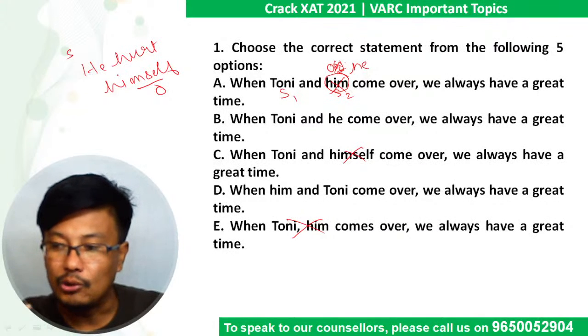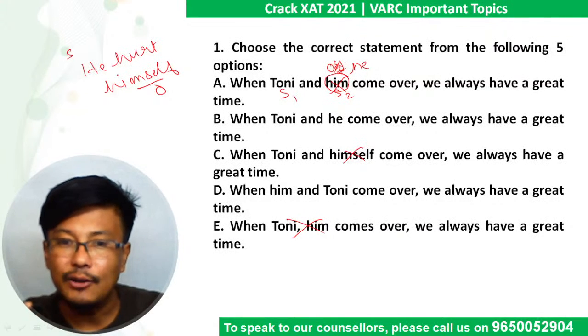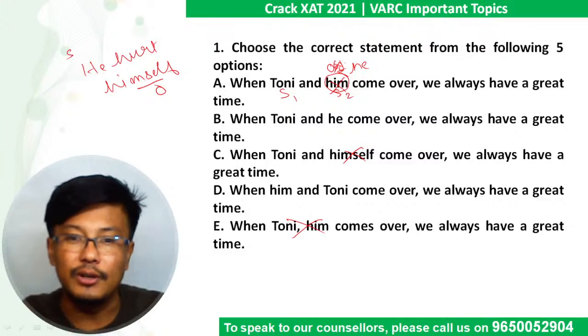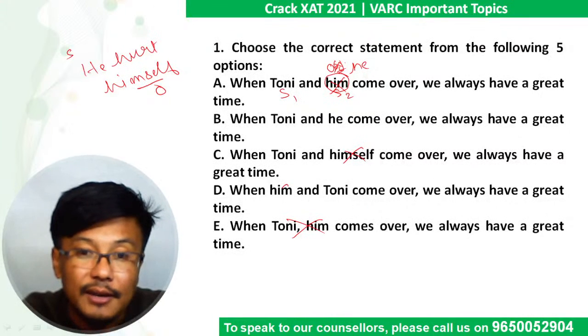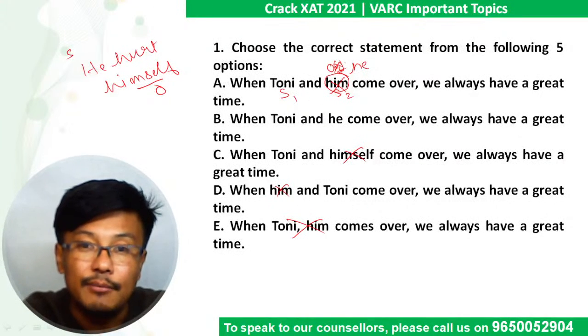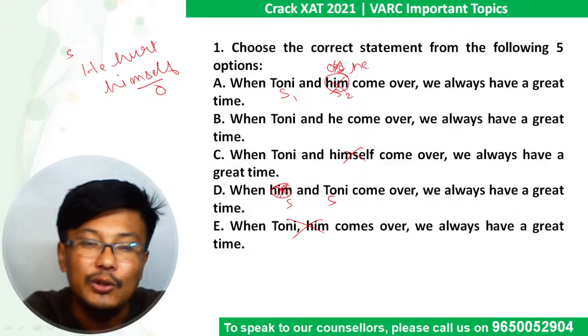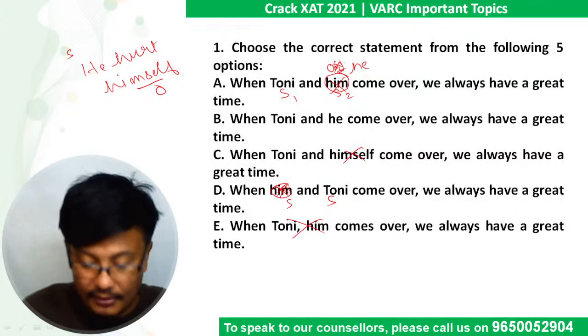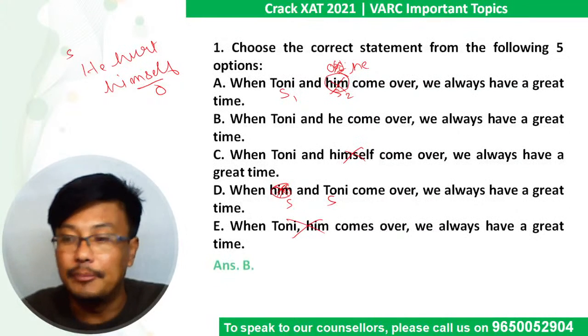Right. Now, if you notice, there's nothing grammatically wrong with D as such. When him and Tony, okay, there's grammatically what is wrong. Him is clearly wrong, right? So if him could not be used as the object, if this is the subject, this is also another subject. So I cannot use him as the subject. So what is clearly the answer is B, right?